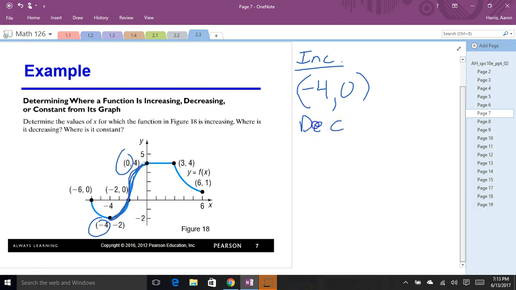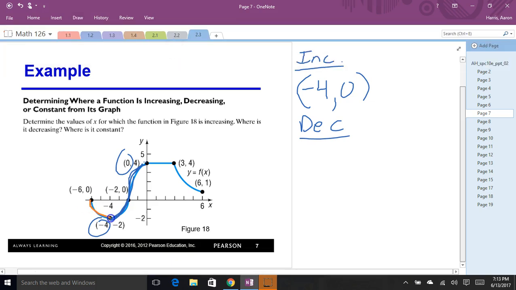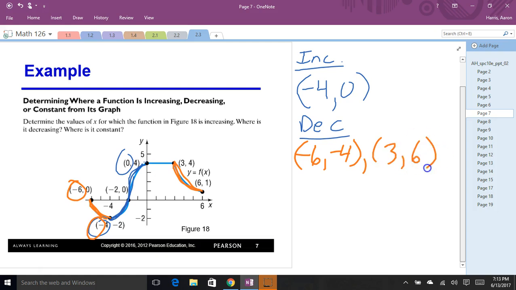Where is this decreasing? Notice it's decreasing from there to there. So from negative 6 to negative 4, it's decreasing. And we're also decreasing right there. So from 3 to 6.